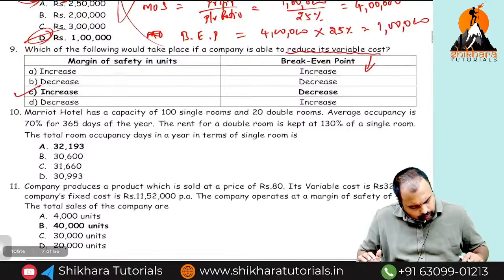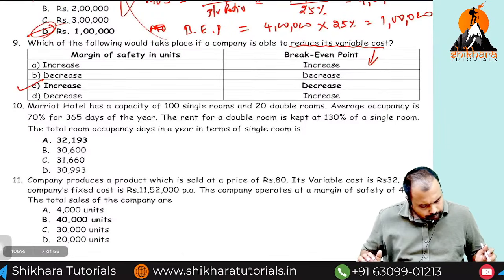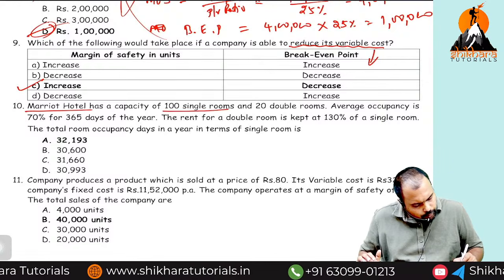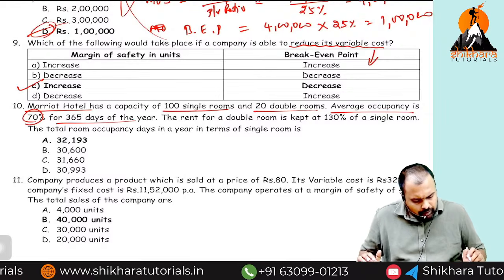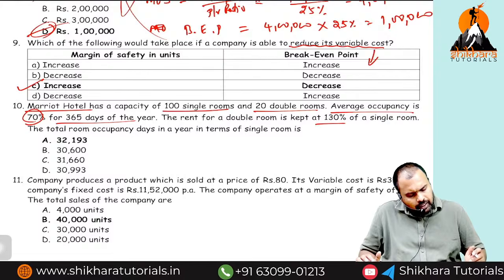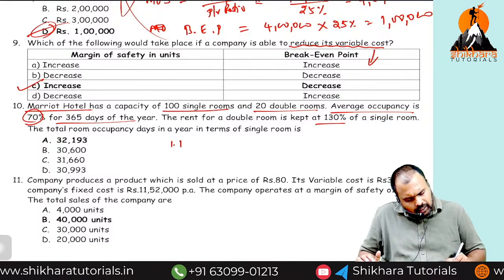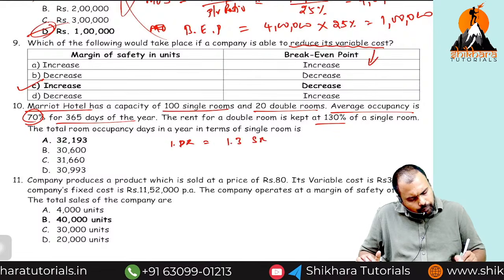Clear? Now see the 10th one, sir. Marriott Hotel has a capacity of 100 single rooms and 20 double rooms. Average occupancy is 70%, 70% of 365 days. The rent of a double room is kept as 130% of a single room. Okay, the same thing, right? One double room, already we solved it, is equal to 1.3 single room.